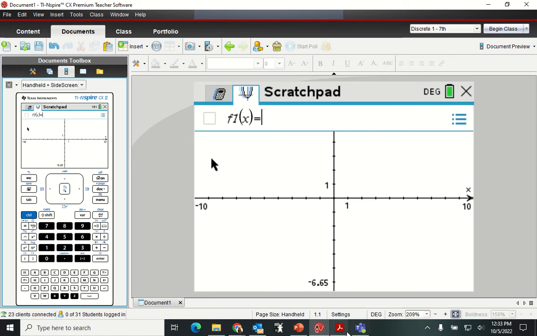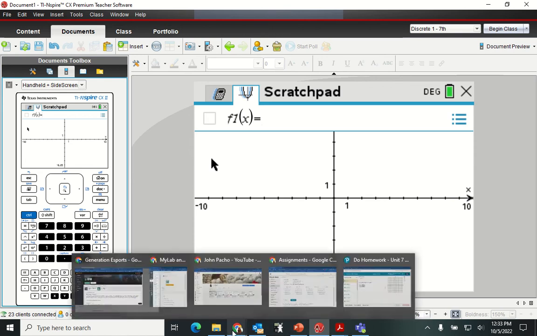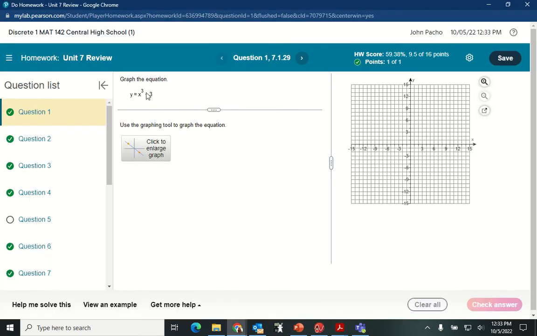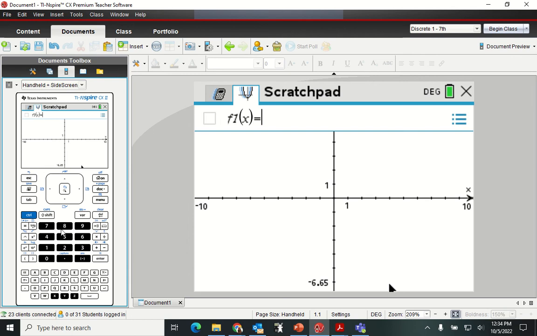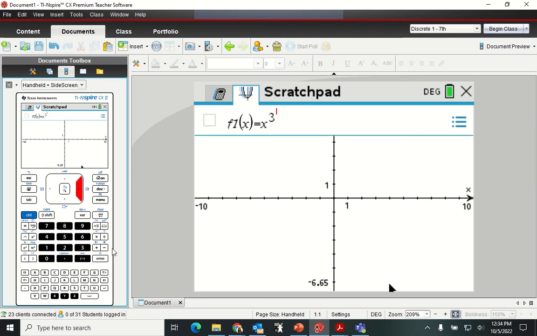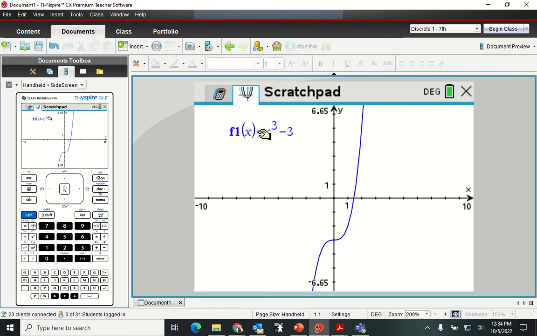X cubed. So mine says x cubed minus 3, where yours says something different. Someone might have the same as I do, but you use the same numbers you have, okay? On your question 1. X cubed minus 3. There you go. So I have my function in there. It looks like this. Yes, I'm hoping everyone's okay with that much right there.